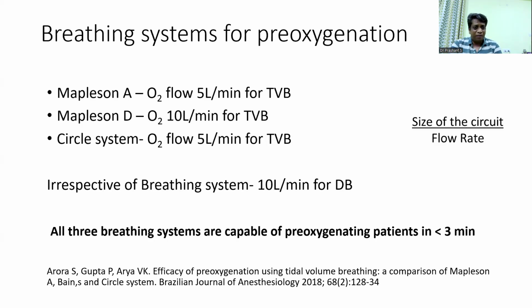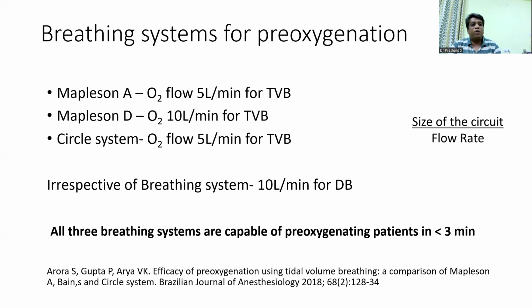Coming to the breathing systems. Here we have the Mapleson A, Mapleson D or Bain circuits, and a circle system. Generally, we use around 5 to 10 liters of oxygen for a normal tidal volume breathing technique. And for the deep breathing technique, we use 10 liters per minute as the flow rate.